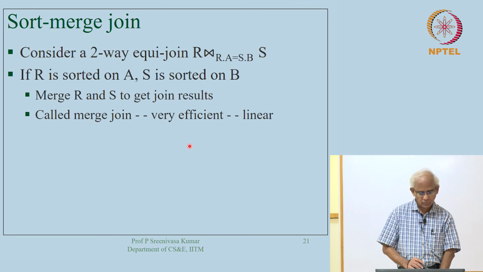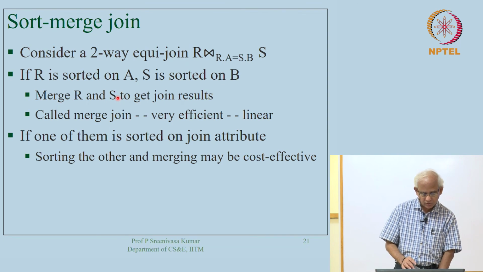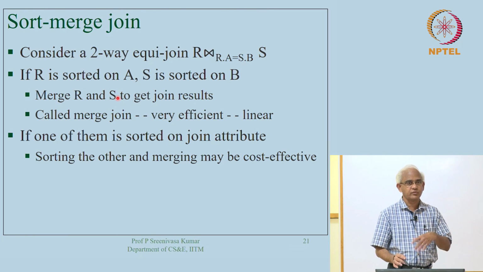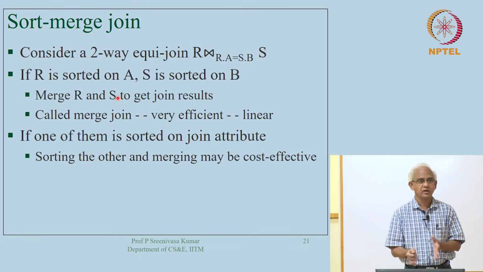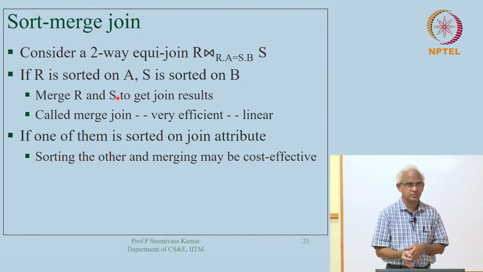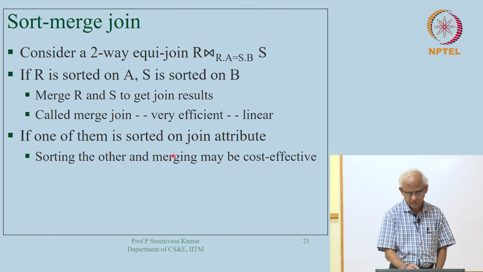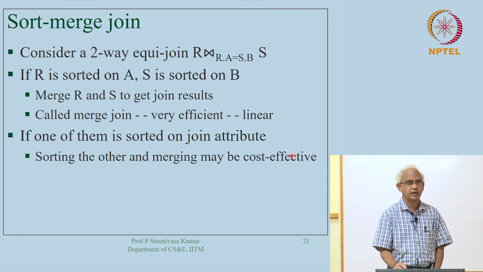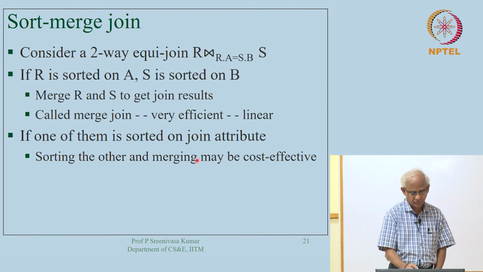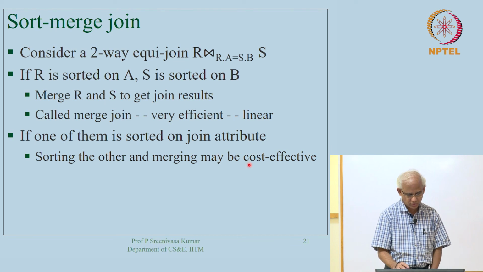Now, in a situation where one of the data files is sorted and the other one is not, maybe sorting the other file temporarily on this join attribute and then using a merge might actually be a better way of producing the join output. So, you have to weigh the costs there. Sorting the other and then merging might be a cost-effective technique to produce the join result if one of them is sorted on the join attribute.